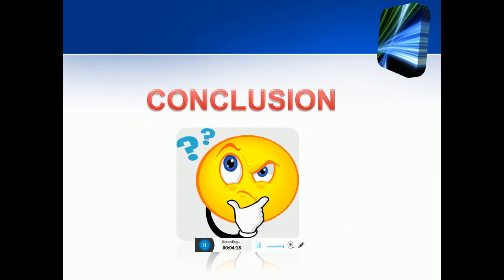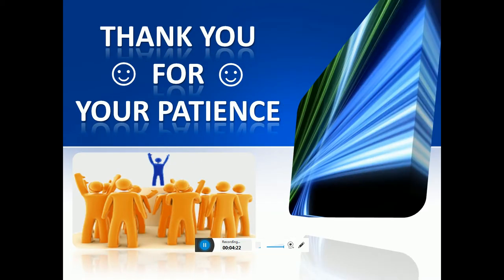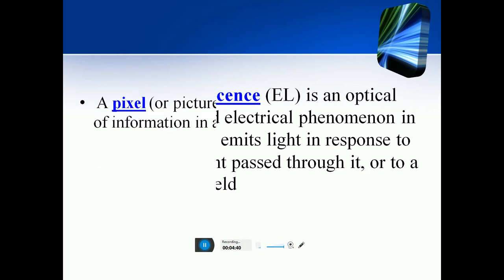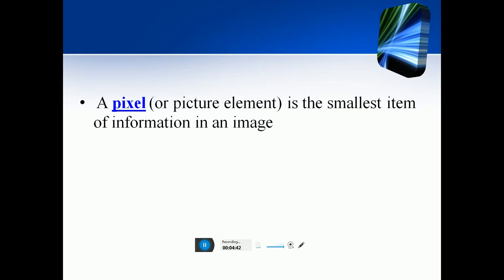Conclusion of OLED. Electroluminescence is an optical and electrical phenomenon in which a material emits light in response to an electrical current passed through it or a strong electrical field. A pixel is the smallest element of information in an image.